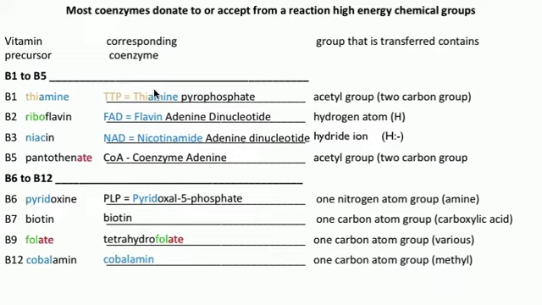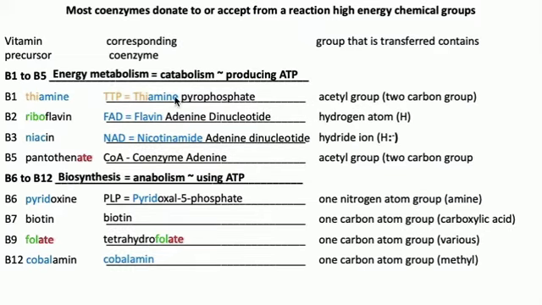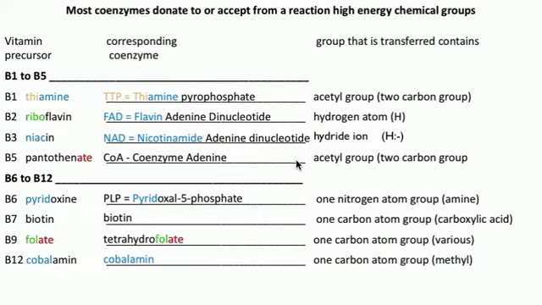For example, TPP either donates or accepts an acetyl group. FAD either accepts or donates a hydrogen atom. NAD either accepts or donates a hydride ion. So what's most important about riboflavin and niacin is that their corresponding coenzymes are involved in oxidation reduction reactions. Coenzyme A either donates or accepts an acetyl group.